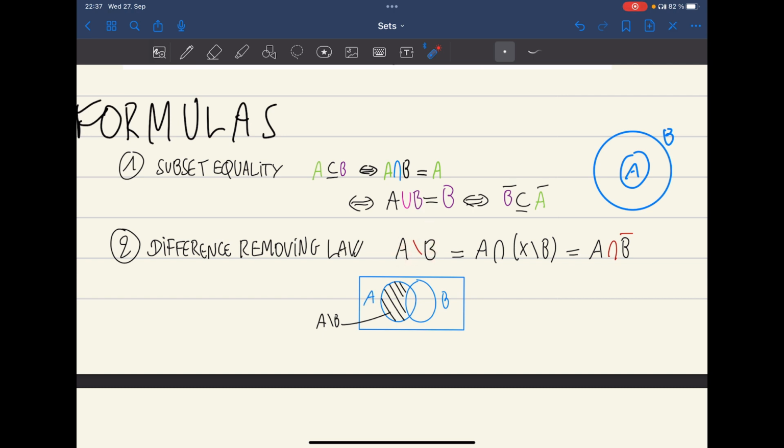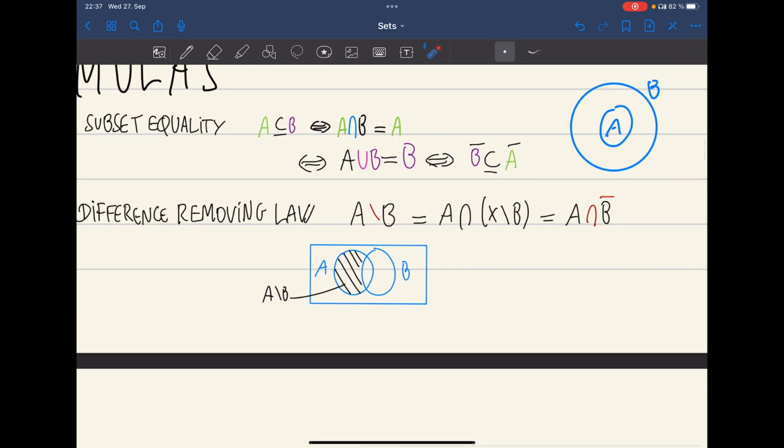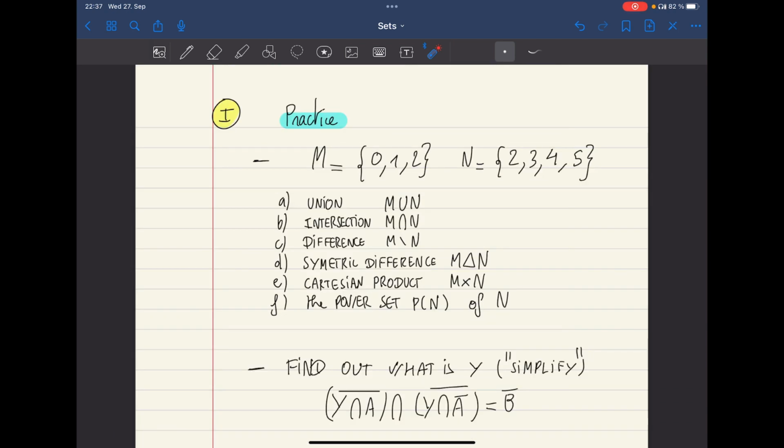So A difference B is the same as A and not B. And we can understand it on the scheme. A difference B is A without B, so it's here. And it's also A and not B. Now let's practice. Pause the video and see you for the answers.